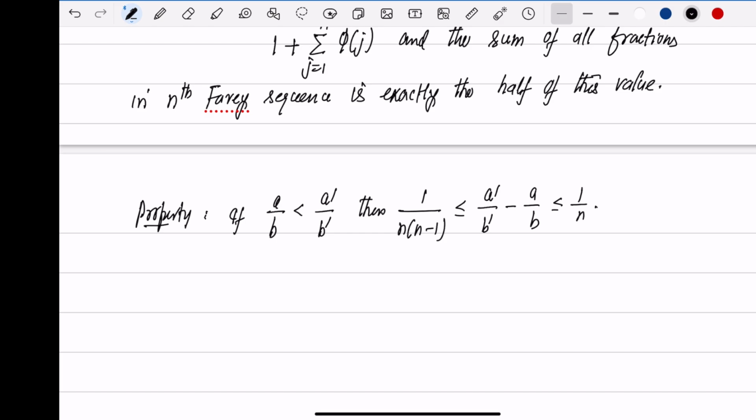So these were some details about these topics of number theory. So here we conclude this lecture.